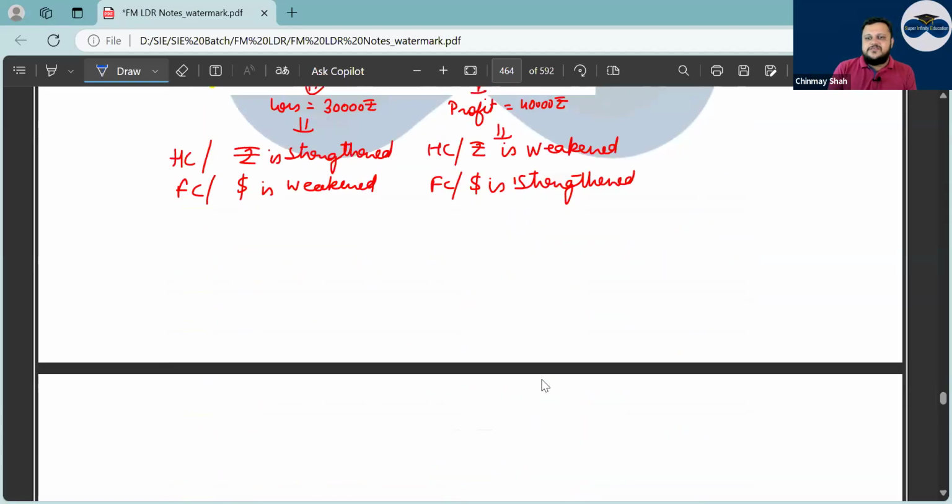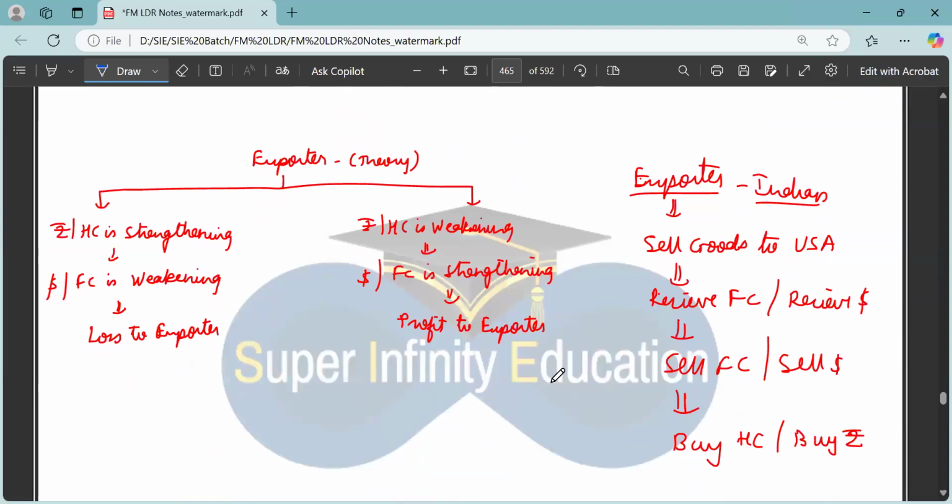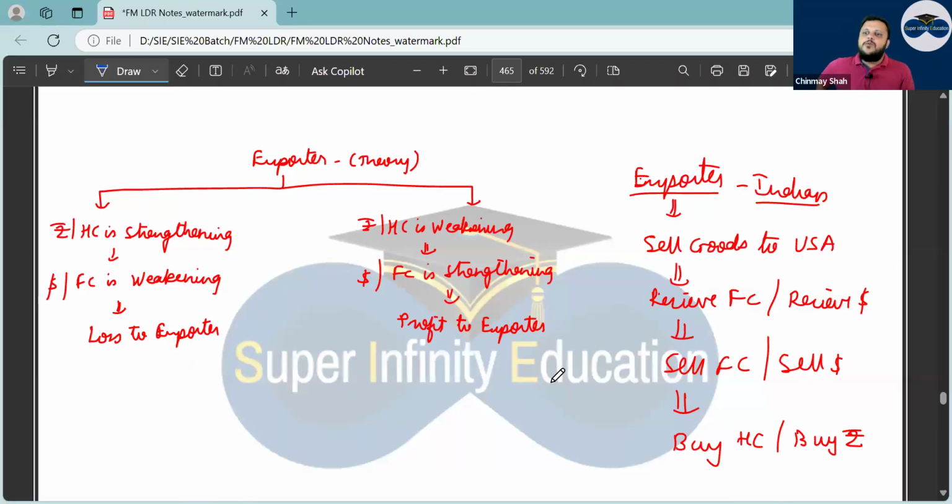For exporter, will he receive foreign currency or will he pay foreign currency? Tell me. Receive. He will sell goods to USA, correct? Receive foreign currency. That only means, can he do anything with foreign currency in his home country? No. So will he keep that foreign currency with him or sell the foreign currency? Sell foreign currency. That only means what? He's selling foreign currency, buying home currency.